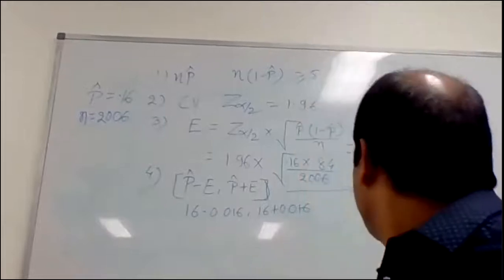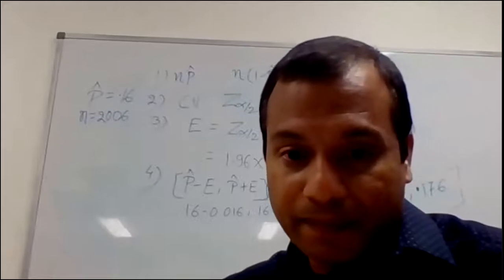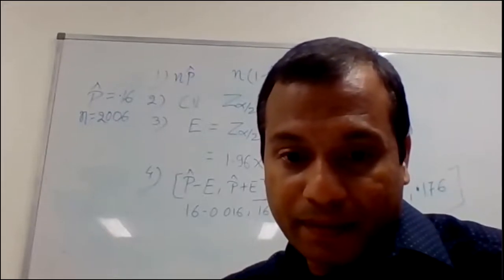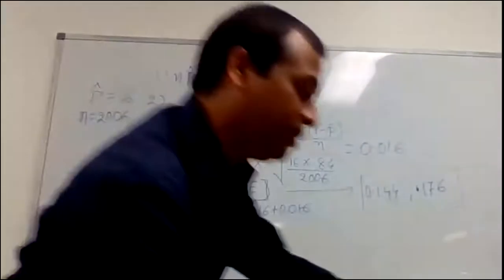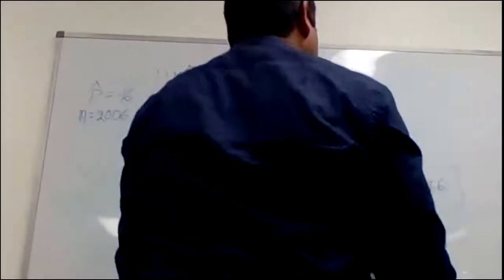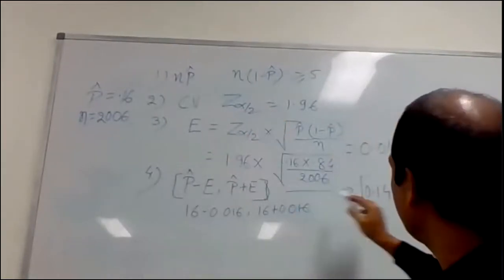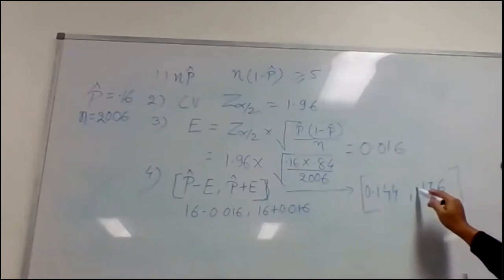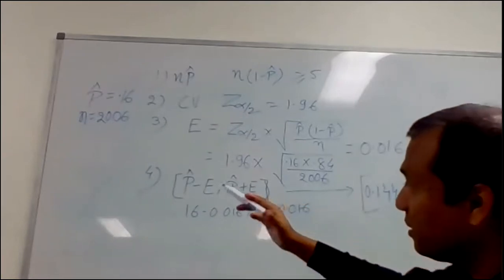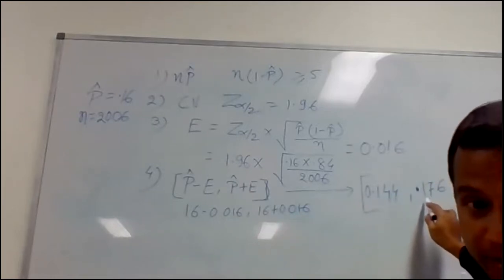Interpretation is very important. That carries equal importance. Okay. Now interpretation. So you found the confidence interval, CI. The confidence interval came 0.144 to 0.176, and it's saying that the estimate lies in between 0.144 and 0.176. The stage 5 is interpretation.